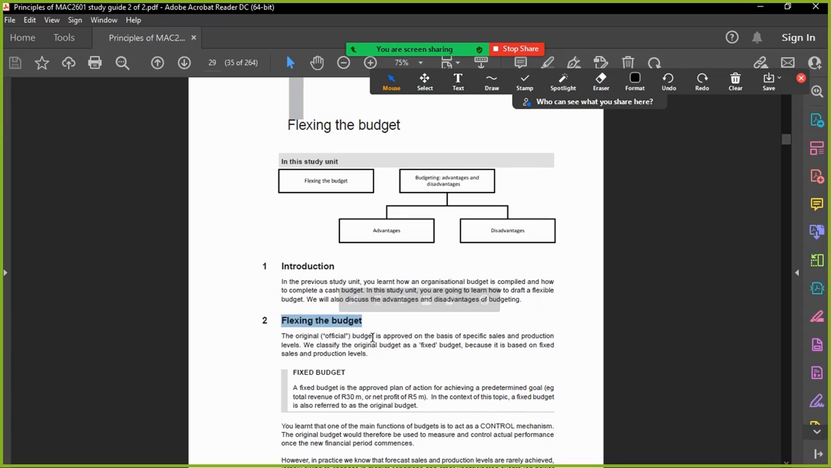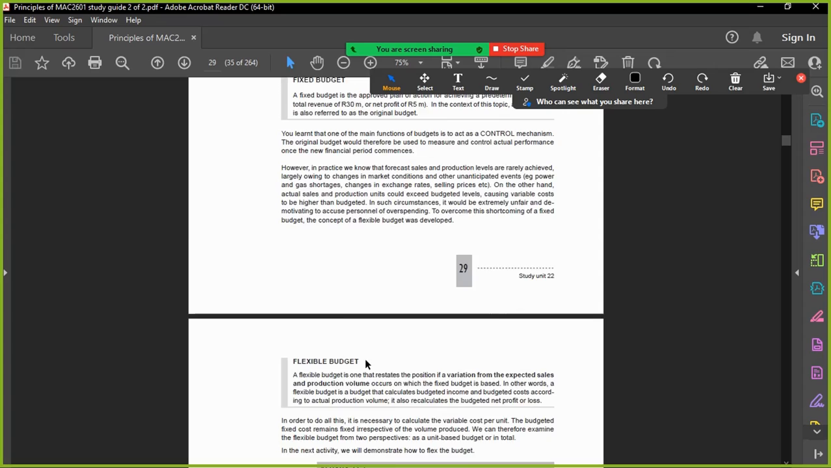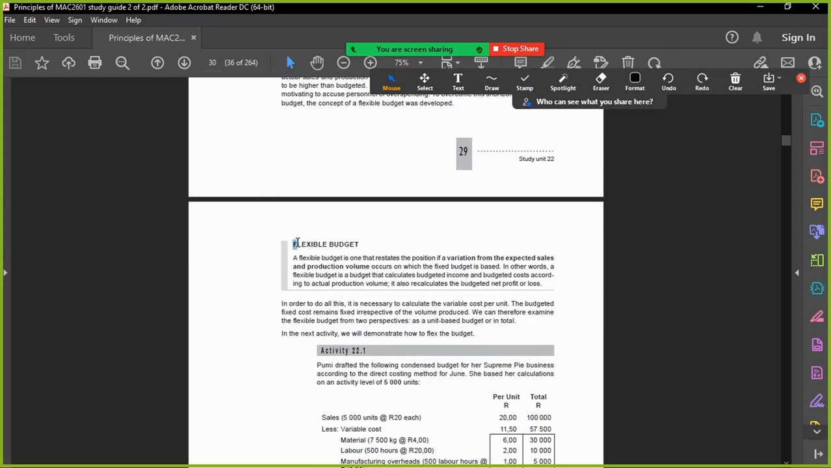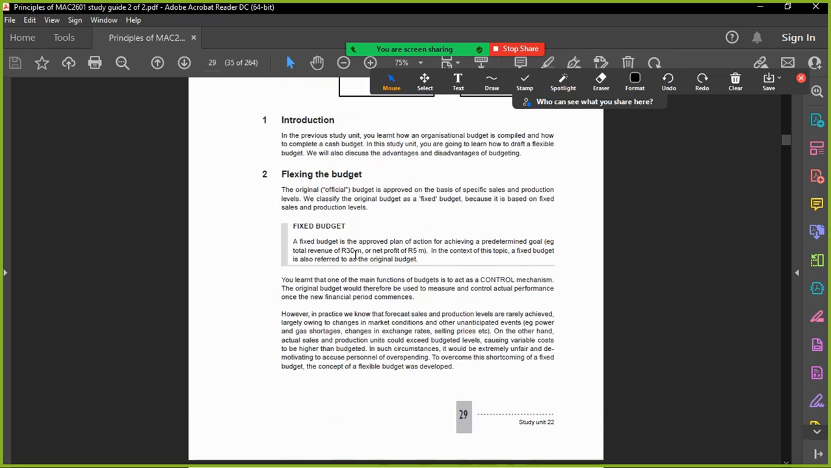The original official budget is approved on the basis of specific sales and production levels. We classify the original budget as a fixed budget because it is based on fixed sales and production. And then if you flex the budget, the word flex is referring to flexible, where you alter the budget based on the production. Okay. So in other words, what we were doing earlier was actually flexing.